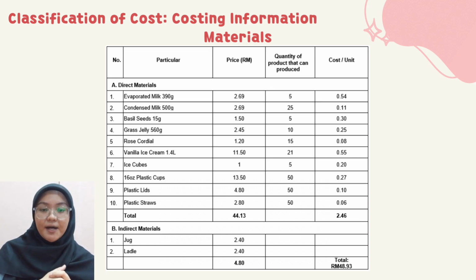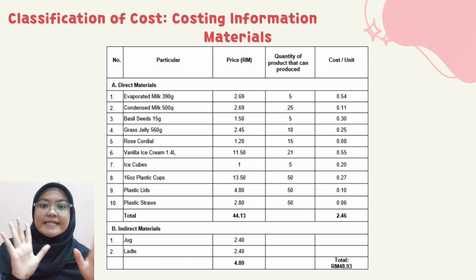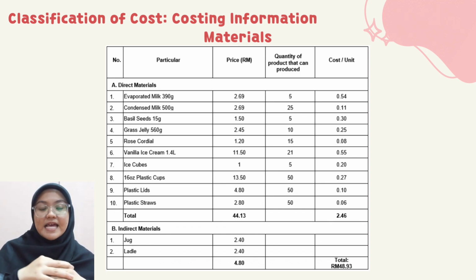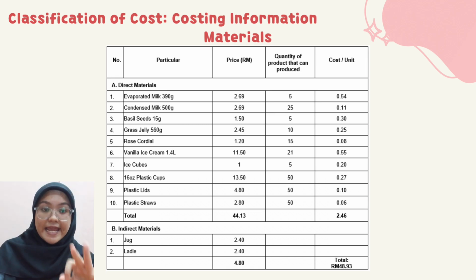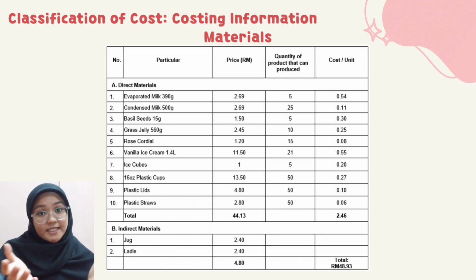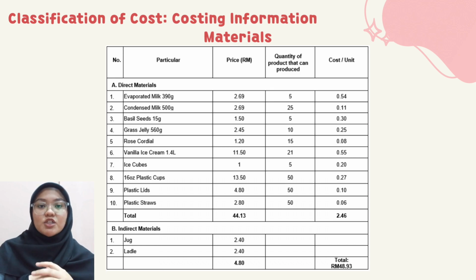The next one is the cup lids, 50 pieces. The price is 4 ringgit and 80 cents. And the quantity is 50 units. So the cost per unit is 10 cents. The next one is the drinking straws, 50 pieces. The price is 2 ringgit and 80 cents. And the units that can be produced is 50 units, so the cost per unit is 6 cents.